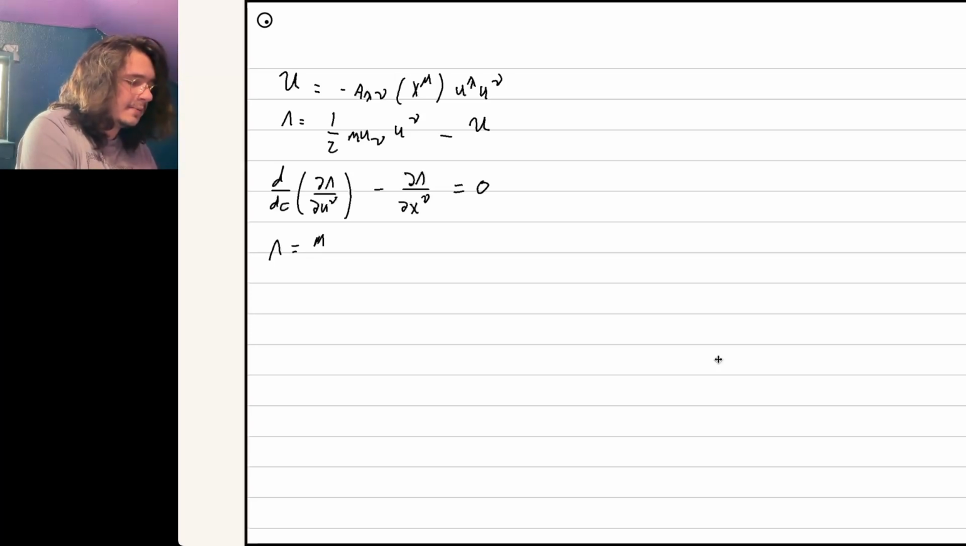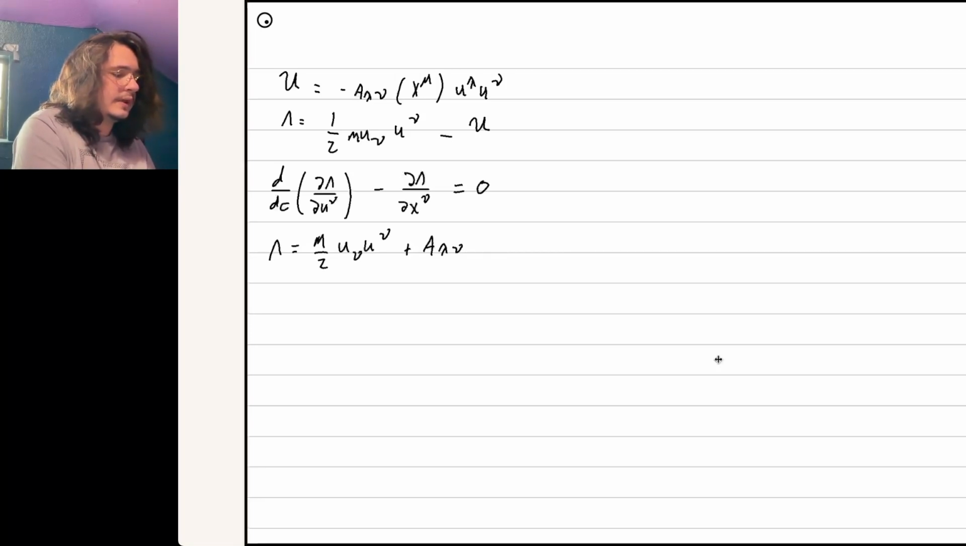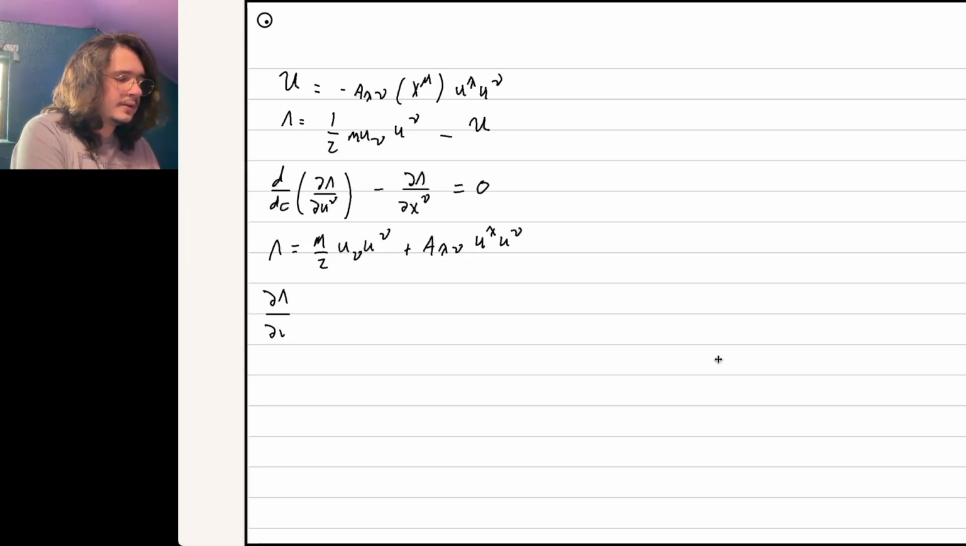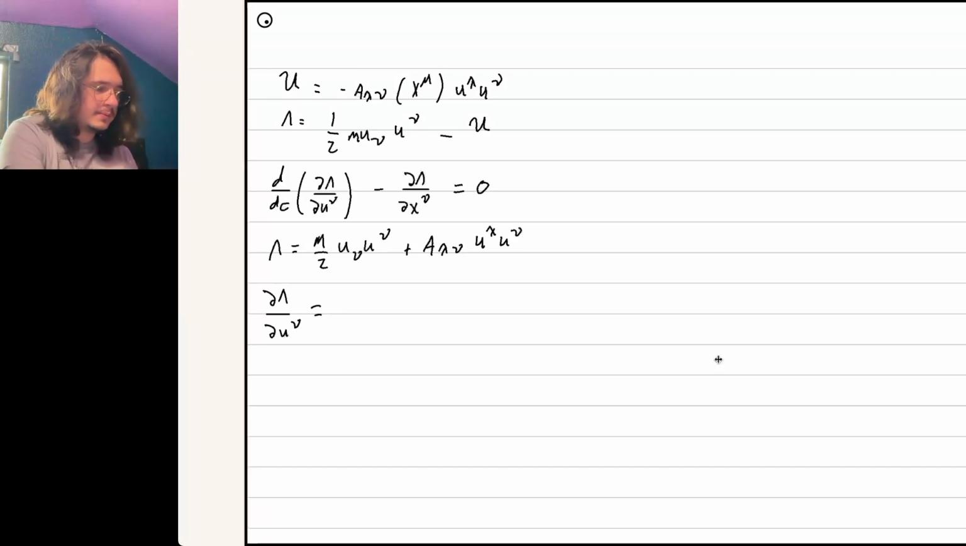It's going to be m over 2 u_nu u^nu plus a_lambda nu. It's a function of x^mu, and that's kind of a dummy variable that you can assume any form of. It's a function of position, times u^lambda u^nu, right? So taking the partial derivative of that with respect to u^nu. Goldstein is kind of fast and loose with his partial derivatives. I'm going to try and be as explicit as I can for this one.